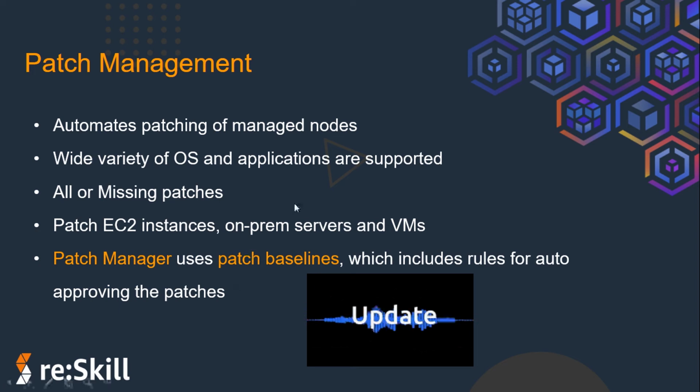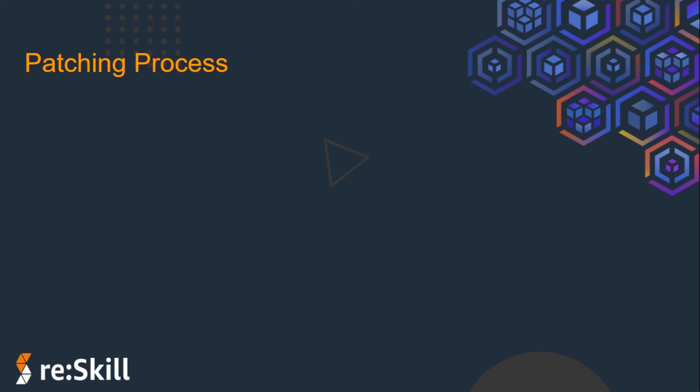So before we go to the demo of Patch Manager, how does it work? Let's understand the basic steps that are involved in the patching process. First of all, step 1 is to define a default patch baseline. There are predefined patch baselines for each of the operating systems that are supported by Patch Manager. You can use these patch baselines as they are currently configured, or you can even customize them. You can use a default patch baseline, or you can create a custom patch baseline.